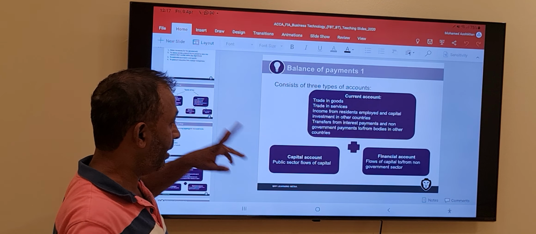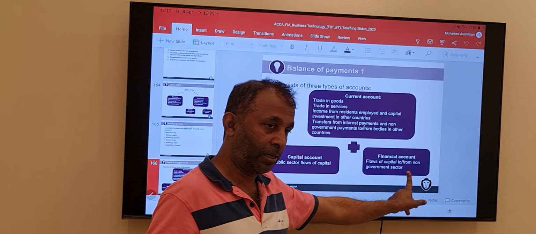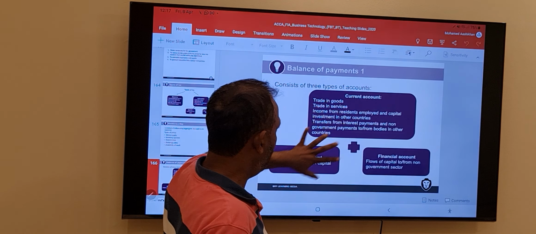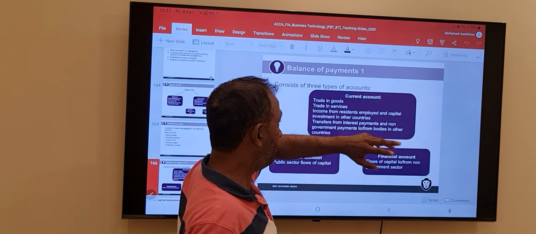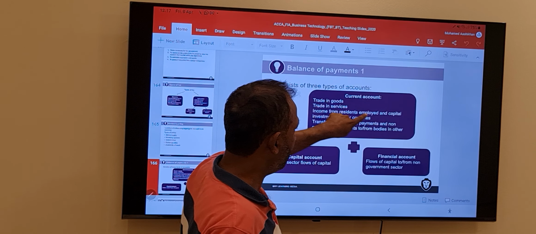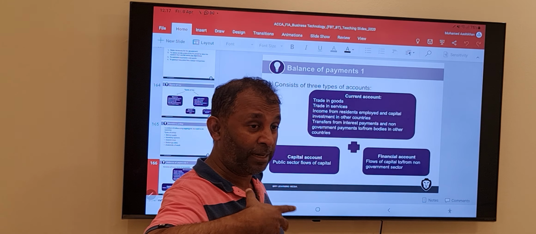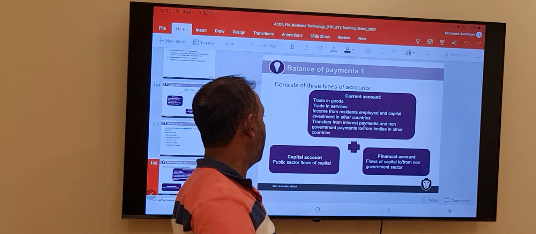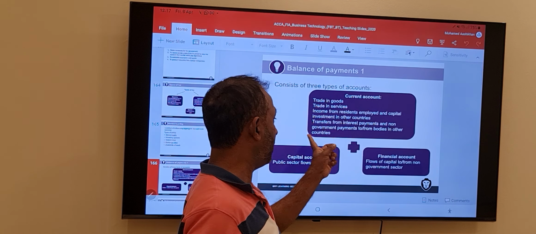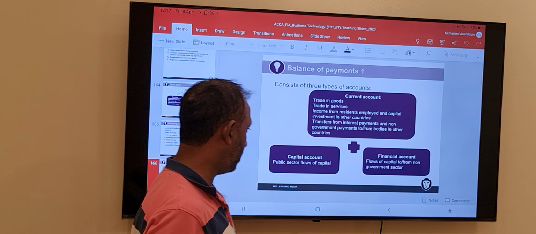Balance of payments, we actually have three accounts: current account, capital account, and financial account. Current account is the balance in trade in goods, trade in services, income from residents employed, and capital investment in other countries, like us sending money to Sri Lanka. Transfers from interest payments and non-government payments to or from bodies in other countries. So the total of all this is the current account.